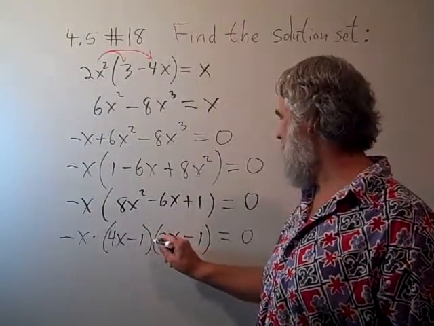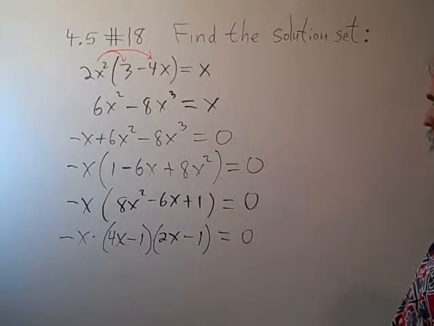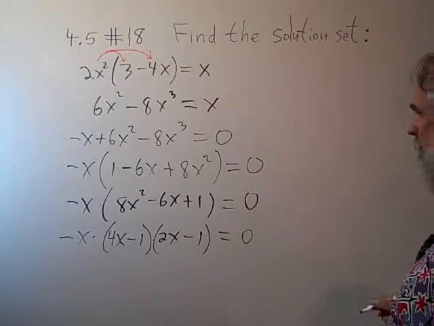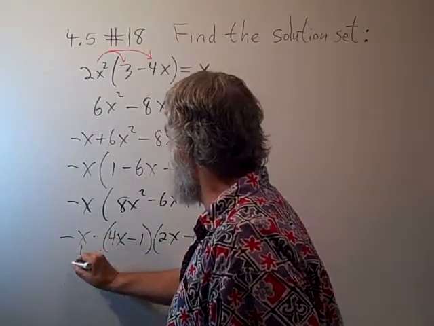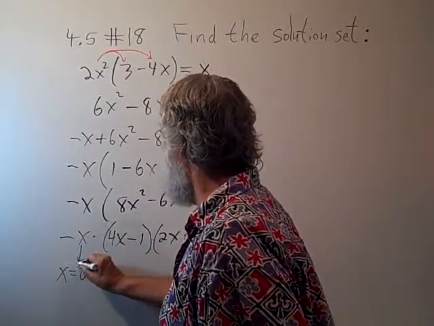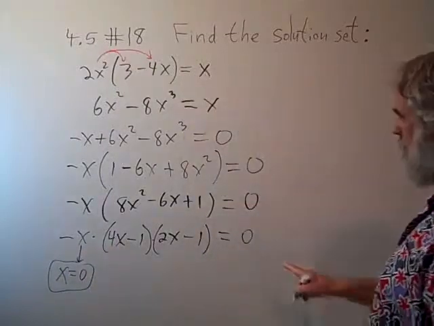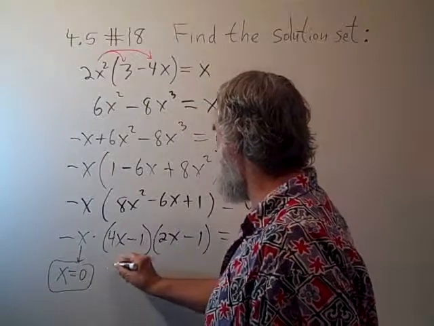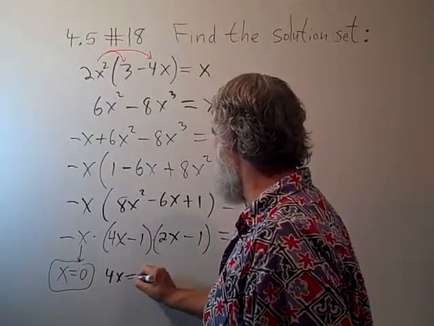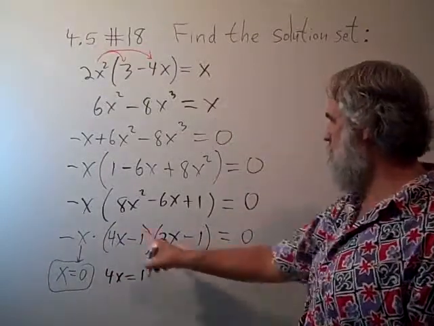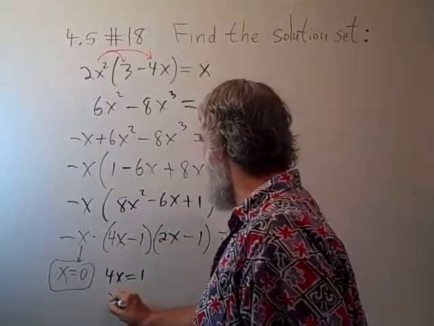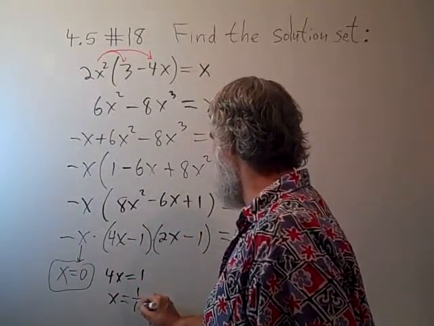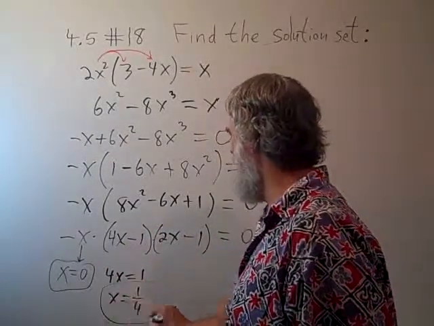X times that times that. So we have the product of three things equaling 0, so the product is 0 if any one of them is 0. So first of all, if x is 0, that would certainly make the entire product equal to 0. If 4x minus 1 is equal to 0, which means that 4x is equal to 1, then this term will be 0. That'll happen when x equals 1/4, dividing both sides by 4.